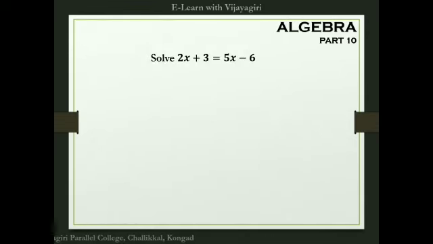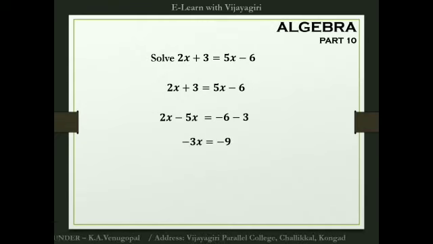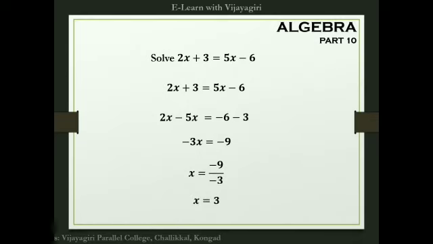Let's check another question. Solve 2x + 3 = 5x - 6. Here x is there on both sides. So we have to take all the x terms to one side and numbers to the other side. When 5x goes to the other side, it becomes minus 5x. And plus 3, when going to the other side, becomes minus 3. Now 2x minus 5x is minus 3x and minus 6 minus 3 is minus 9. Now you can take minus 3 to the other side. Multiplication goes as division. So x will be equal to minus 9 by minus 3, and the answer will be 3.